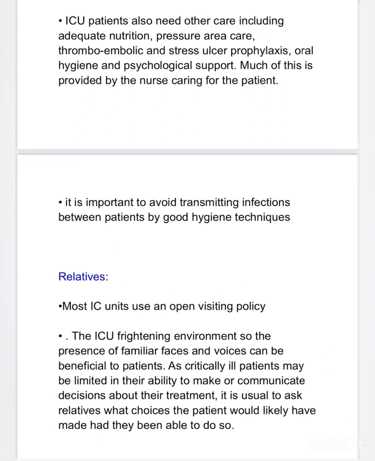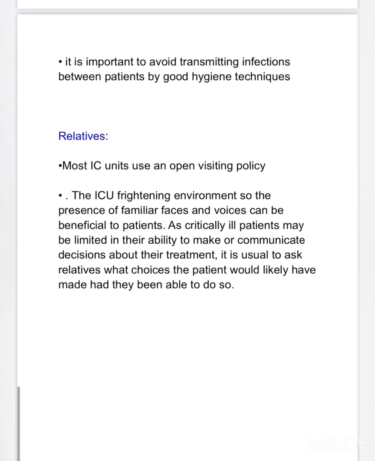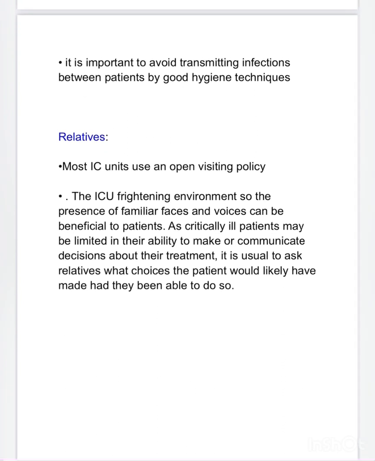ICU patients also need other care, including adequate nutrition, pressure area care, thromboembolic and stress ulcer prophylaxis, oral hygiene, and physiological support. Much of this is provided by the nurse caring for the patient. It is important to avoid transmitting infection between patients by good hygiene techniques.